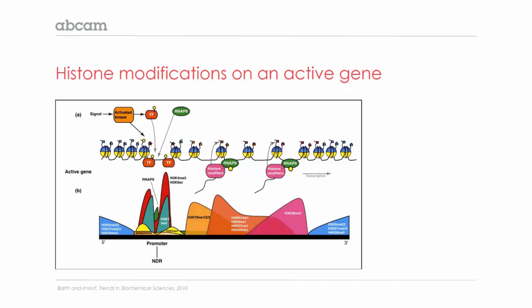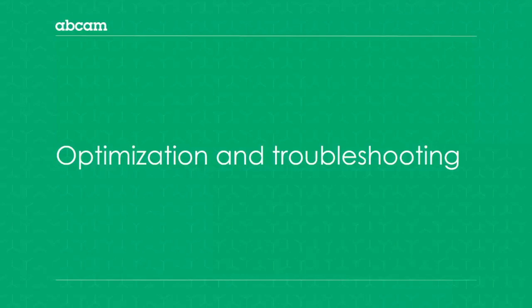As transcription continues along the gene, modifiers introduce new modifications to allow the polymerase to move along the DNA. I hope these few examples show how powerful and useful ChIP can be. Now I'd like to spend some time going over protocol optimization and troubleshooting.